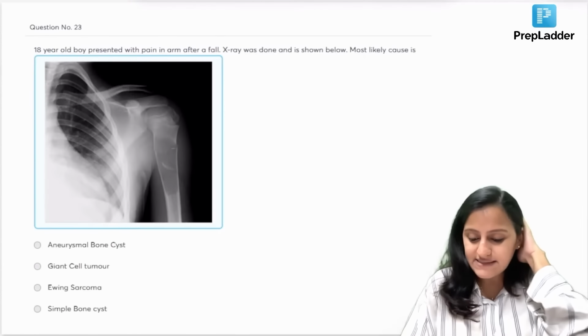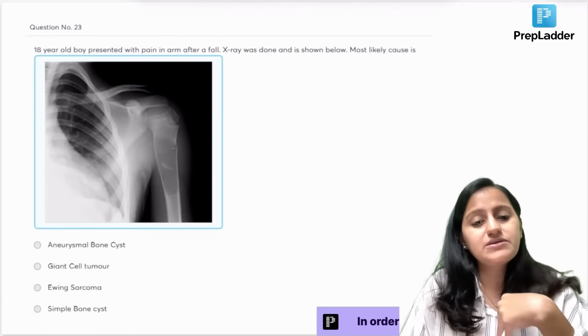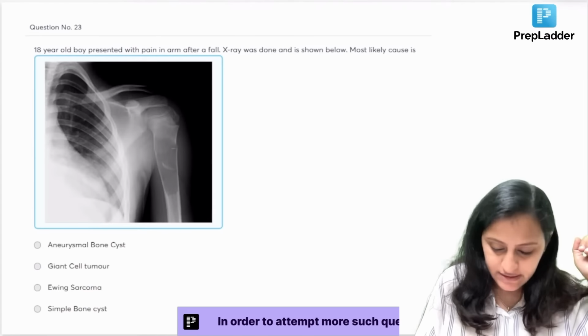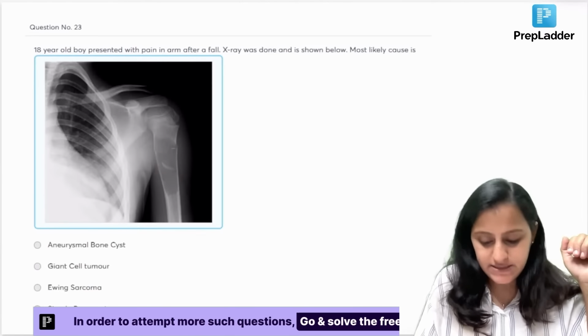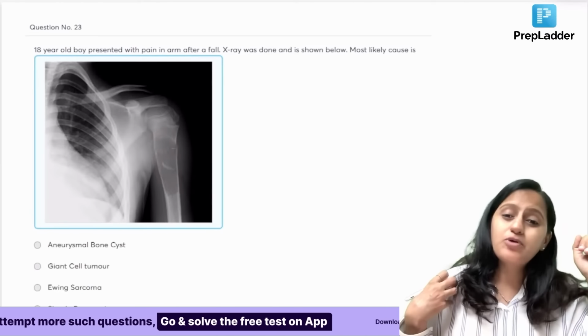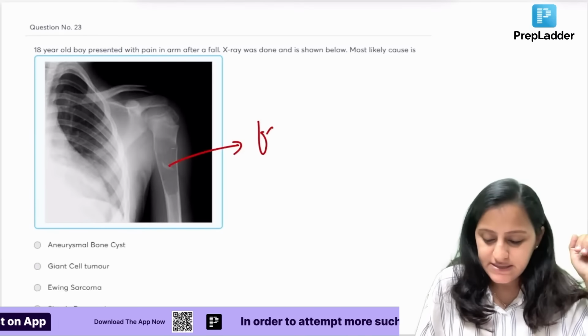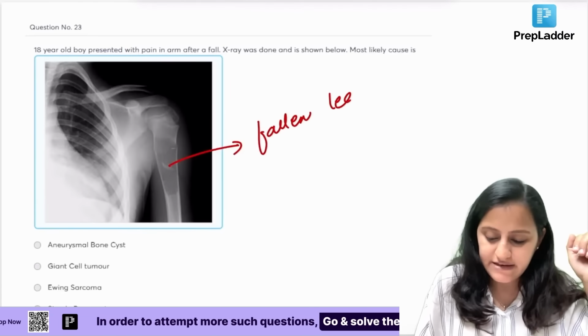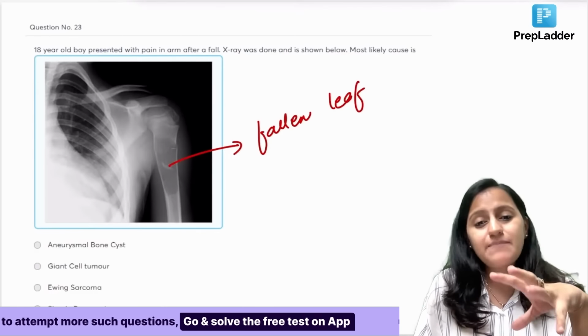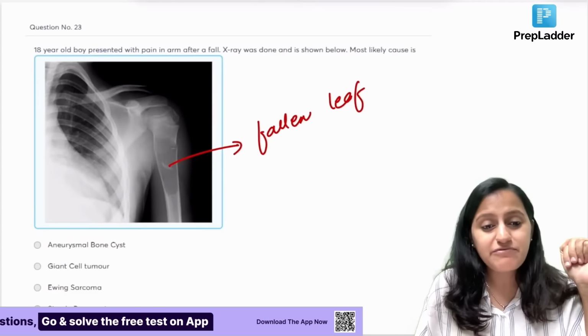Next one, classical image, right? This is like a spotter image. What is the diagnosis here? Can you appreciate this bone fragment in this lytic lesion? Proximal humerus is a common site. This is a young age patient. This is the fallen leaf sign or the trapdoor sign. You can see the bone fragment falling there.